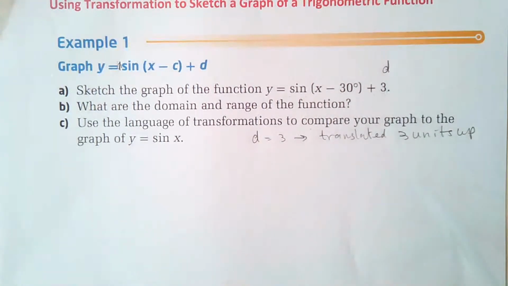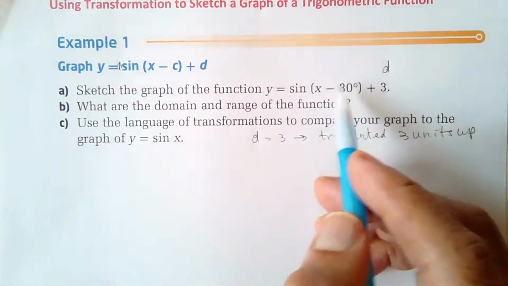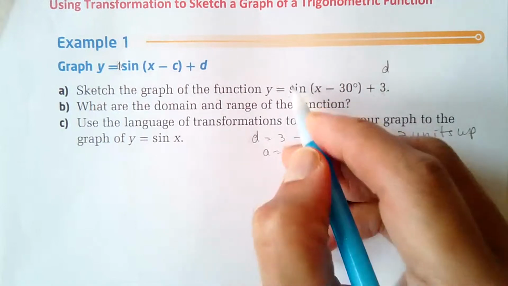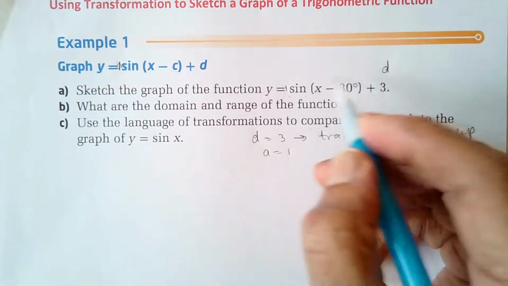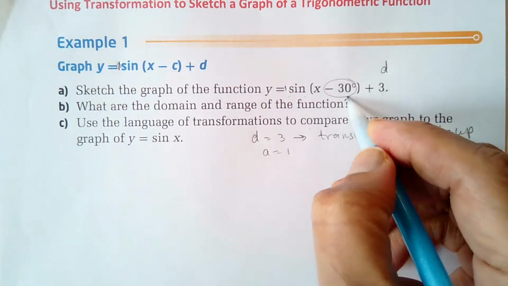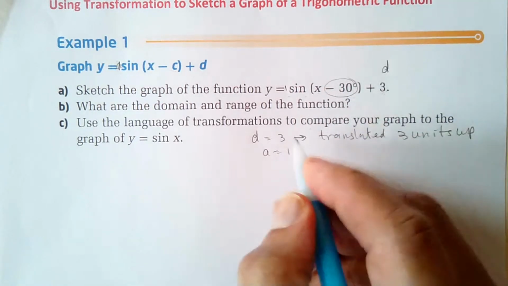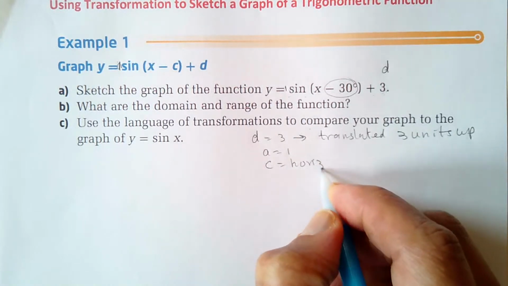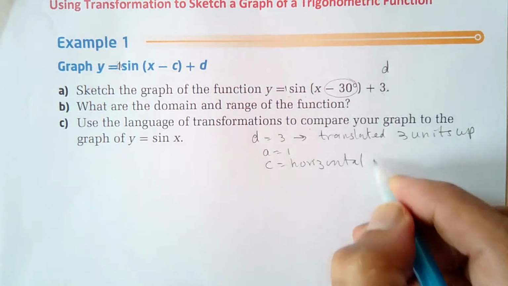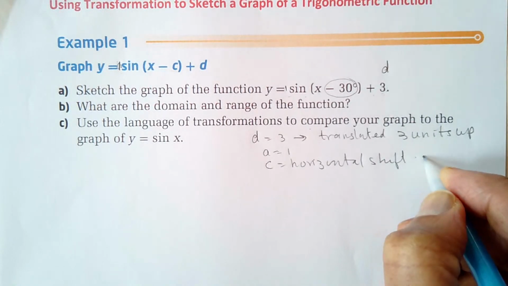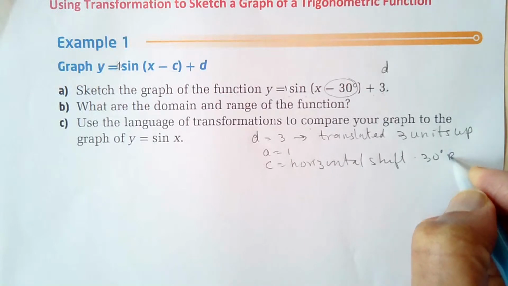Now this is what we call a vertical displacement. It's moving up. Then our amplitude is still 1, right? Because that hasn't changed for the a value. But what has changed here, the transformation that occurred, is the phase shift, a horizontal shift. So c, the horizontal shift, is 30 degrees to the right.